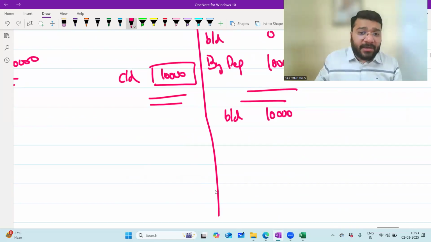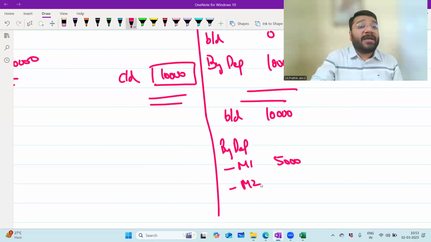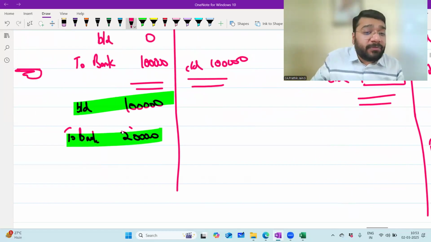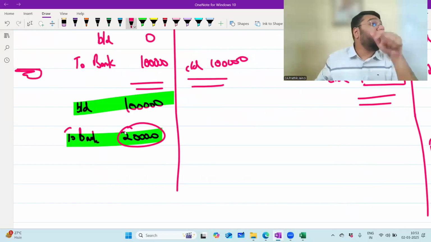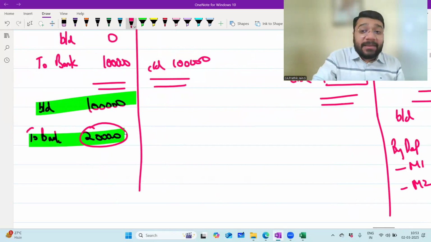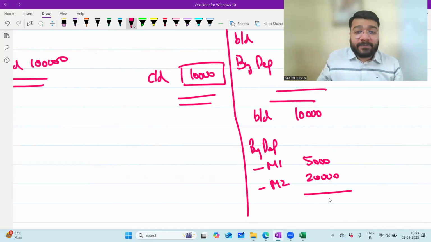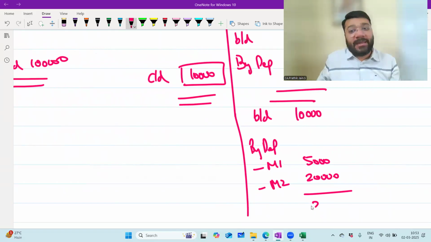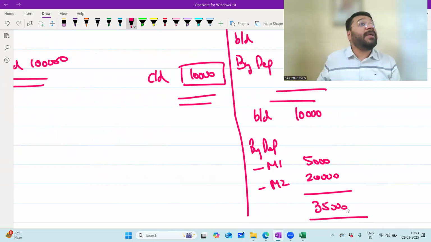So now next year, by depreciation, two amounts will come. For machine 1, how much? 5,000. For machine 2, how much? Machine 2 I purchased on the first day of the year. So 2 lakh, entire year I've used the asset. So 2 lakh into 10%. How much? 20,000 is the depreciation. So what is my total depreciation? Total depreciation all put together, including opening, 35,000 is my total.